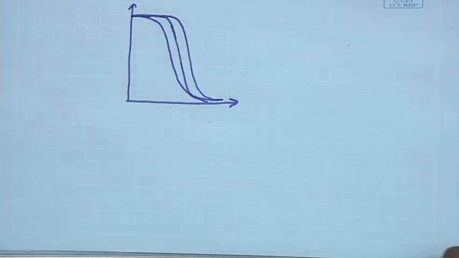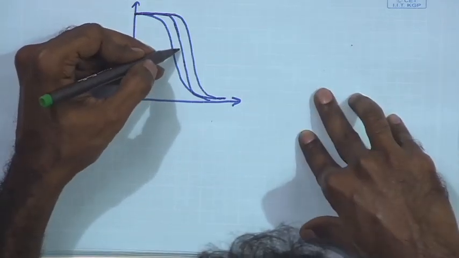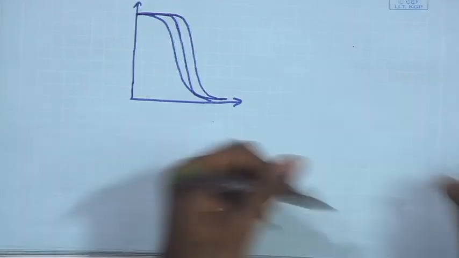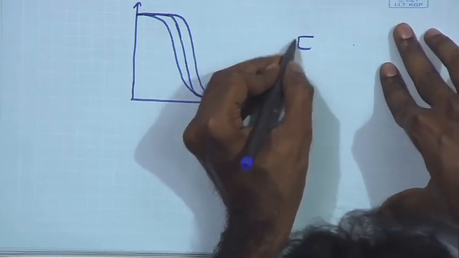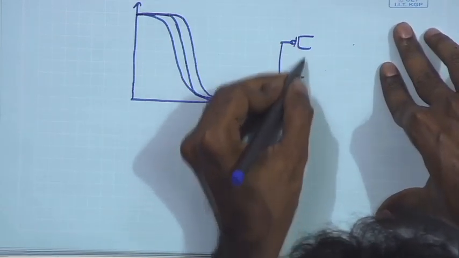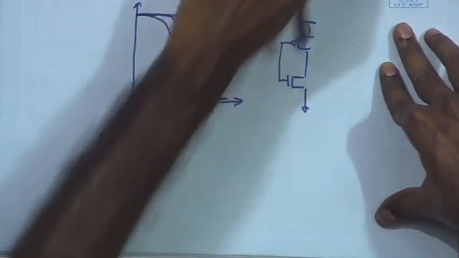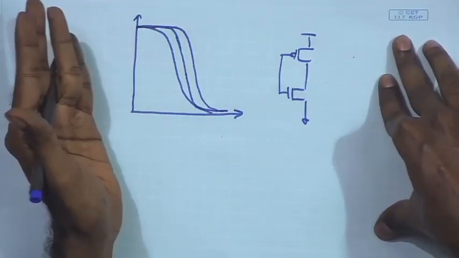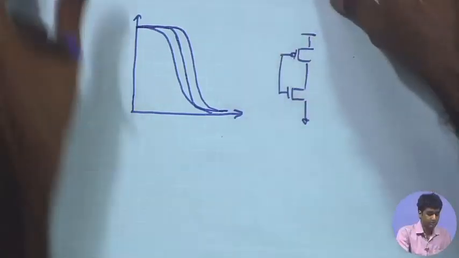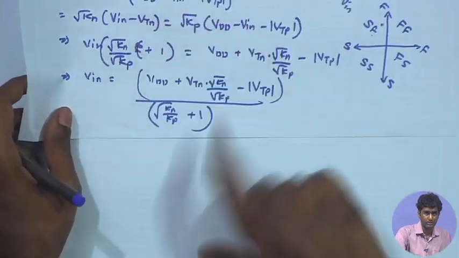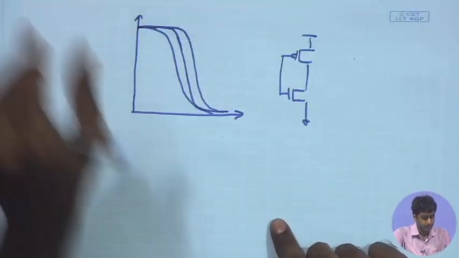So if I say that I'm going to increase the W by L of the NMOS, then what do we expect should happen to the transfer characteristics? This equation tells me that the transfer characteristics should shift towards the left, because the Kn upon Kp ratio will try to bring this value down, the trip point down.